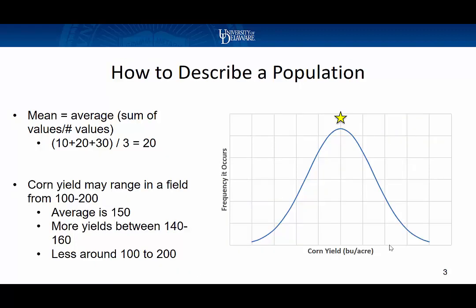So the way to describe a population is there's typically two values that we look at, assuming that your data is normal, which I'll go over, and that is the mean, which is the average. You guys know how to make an average. 10 plus 20 plus 30 divided by 3 is an average of 20, right? That's an easy one. Corn yield in this field might range from 100 to 200 bushels. Your average is 150. Remember, this is that frequency. A whole lot of them happen here in the middle. So most of your yields are probably between 140 and 160 with a few on the edge. So they'll all average out to a certain value. So that's one thing that we use.